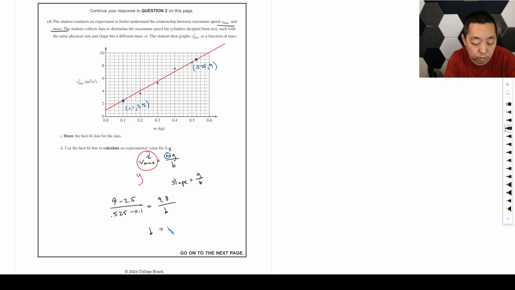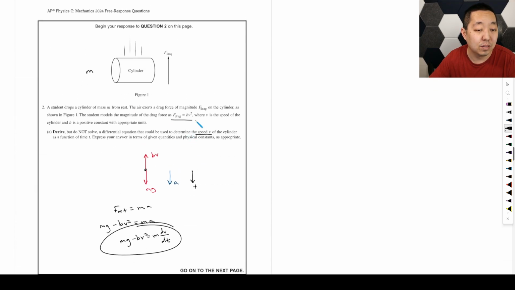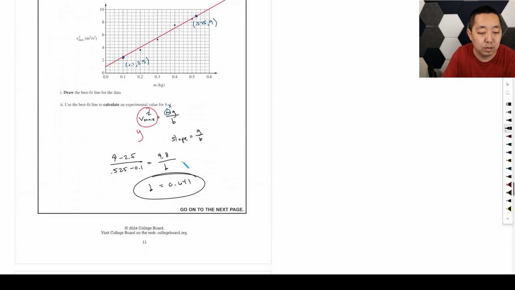So we're going to do 9.8 divided by 9 minus 2.5, and then I get 0.641, I think. And should I have units for this? Newtons per meter squared per second squared. Because F was equal to BV squared, B is F over V squared. This is newtons, this is meters per second squared, so I just flipped that. Okay.